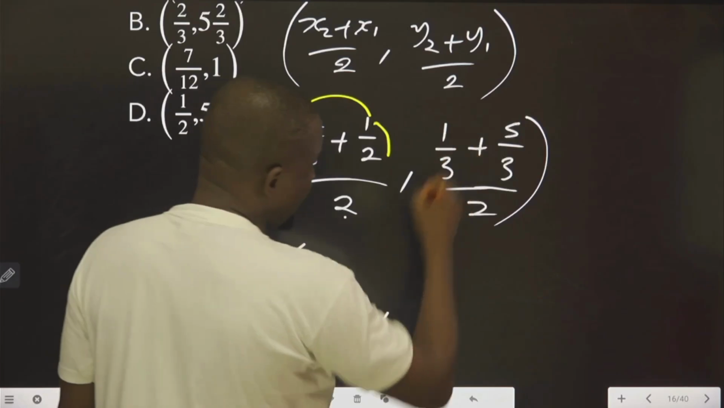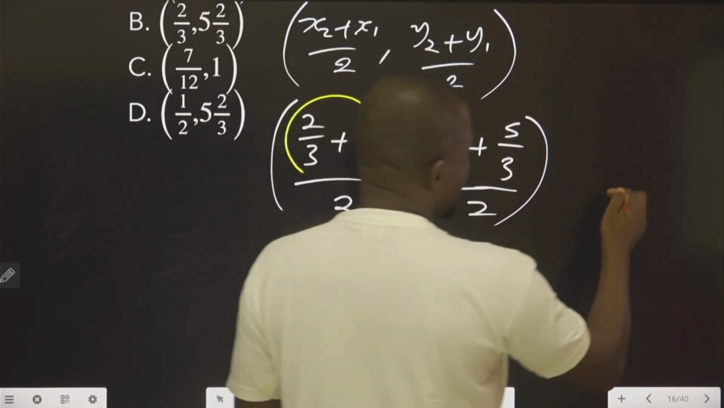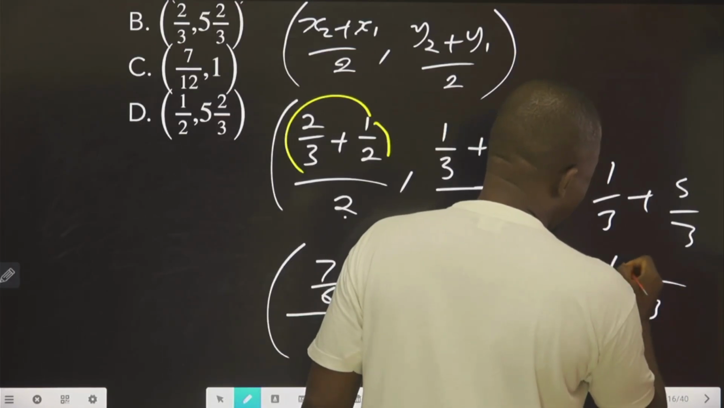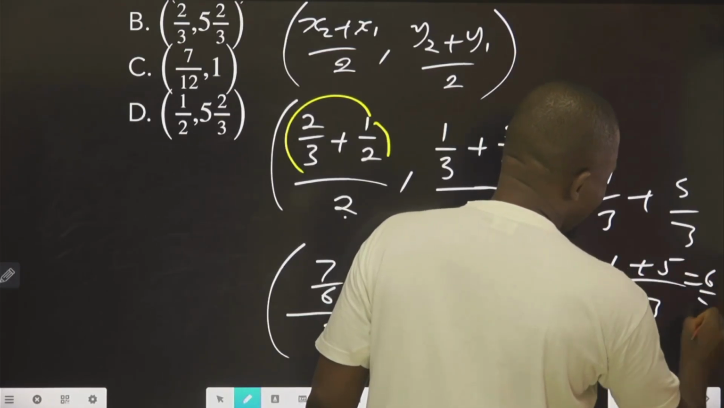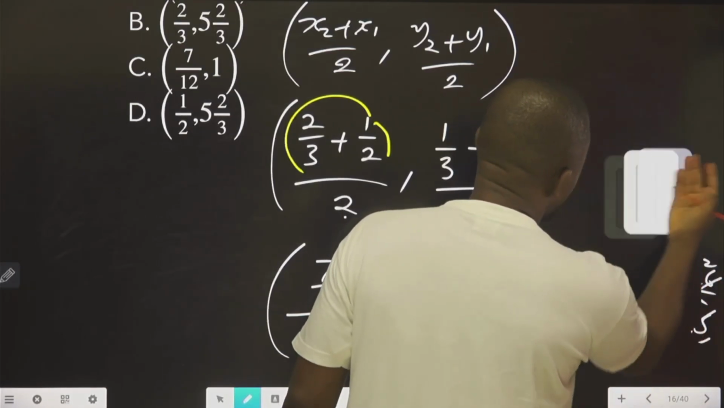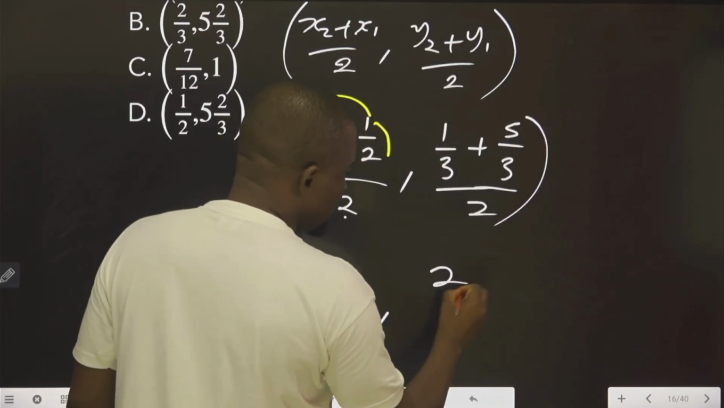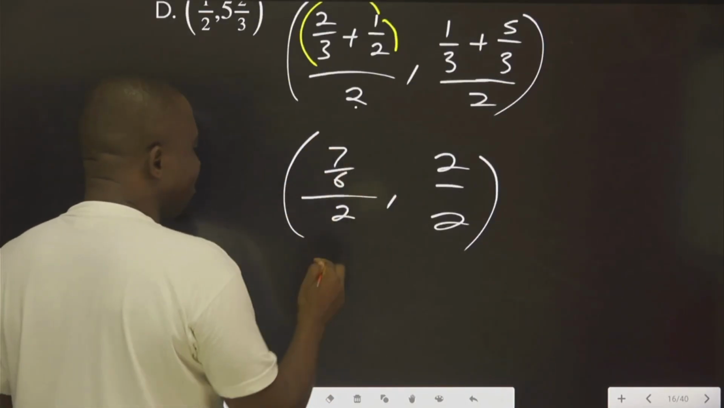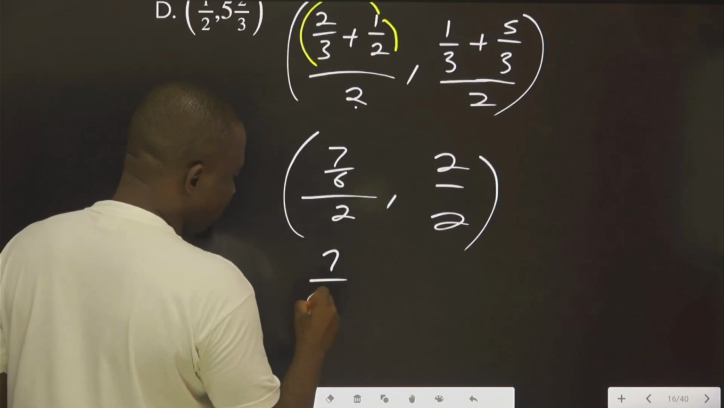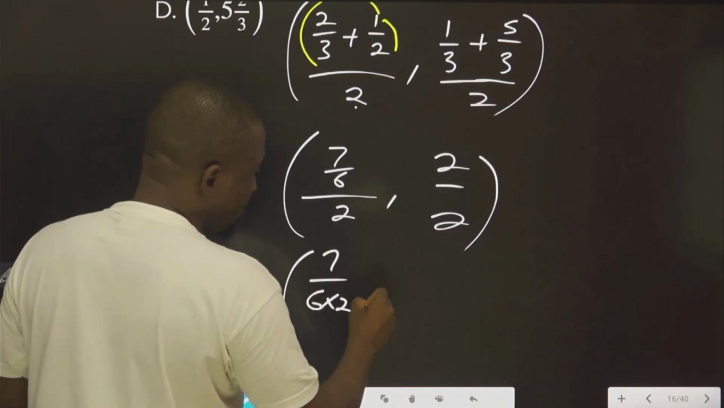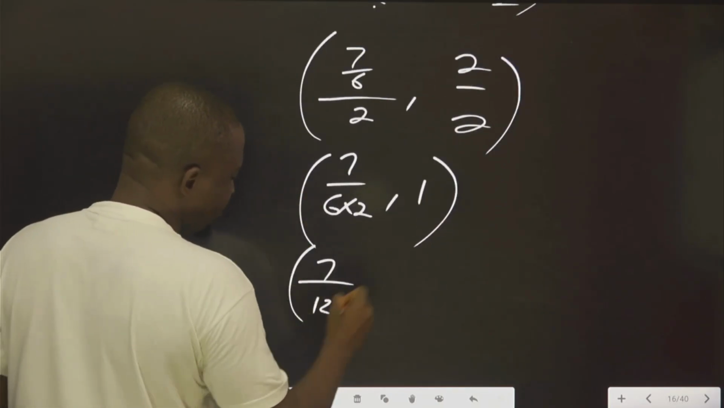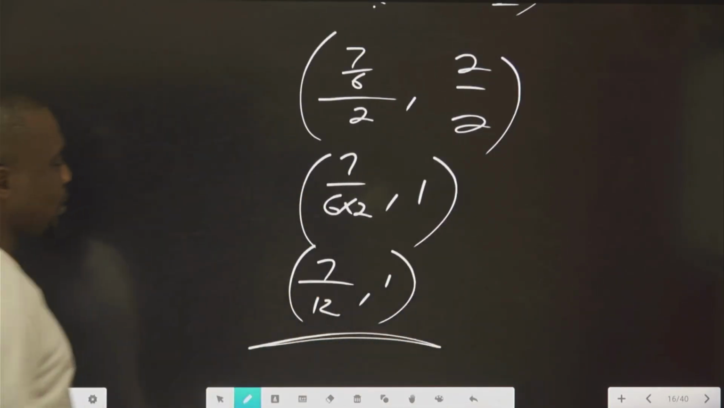Comma. Then we go for this. This is simply 1 over 3 plus 5 over 3. We put 3 here. 1 plus 5 is 6 over 3. 3 divided by this is 2. So this numerator will give us 2. 2 over 2 will give us 1. So this one, now you agree with me, if you flip this, you're going to have this. This is 1. This will give us 7 over 12, 1. So this is the midpoint.